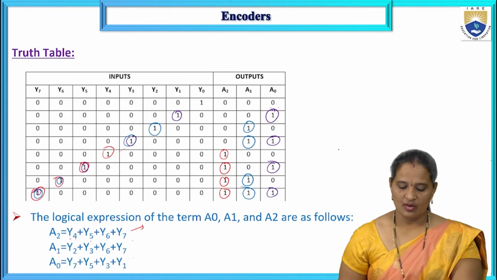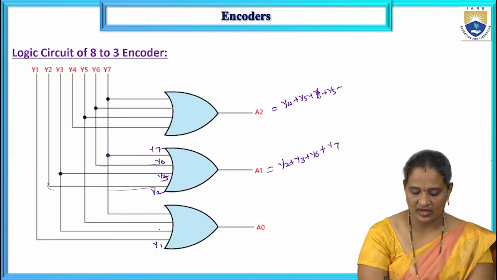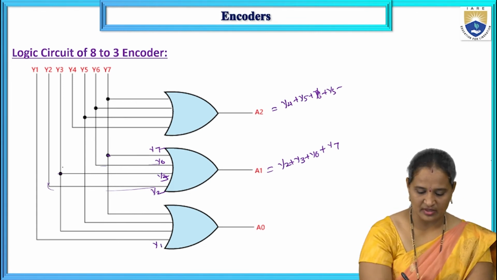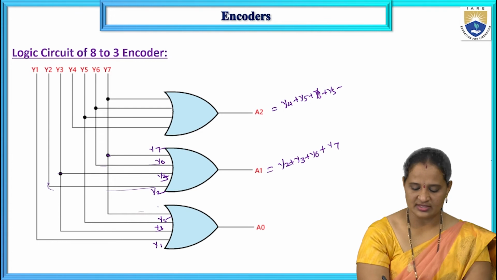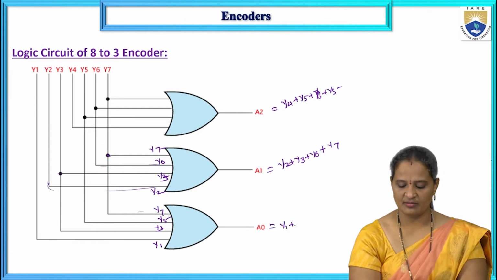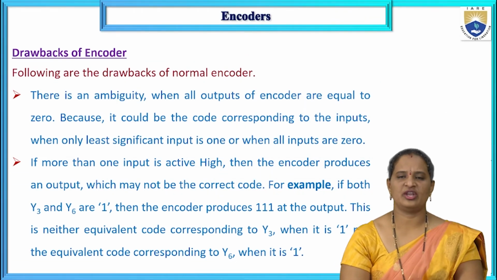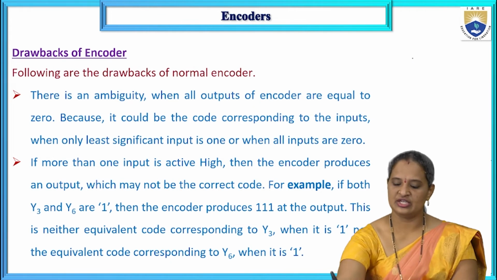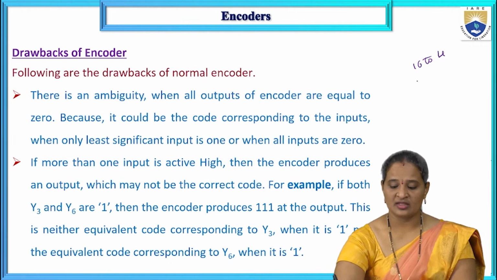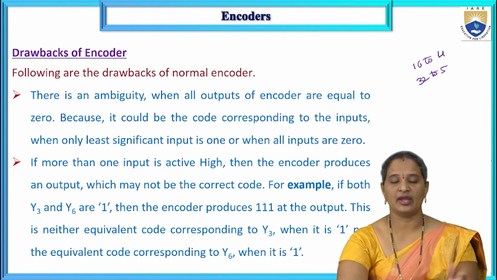Coming to this equation, Y1, Y3, Y5, Y7. This is Y1 and this one is Y3, this is Y5 and this one is Y7. So A0 is Y1 plus Y3 plus Y5 plus Y7. So this is the logic circuit of the 8 to 3 encoder. Now, like that, you can implement any other sizes of encoders, that is 16 to 4 or 32 to 5 encoder.